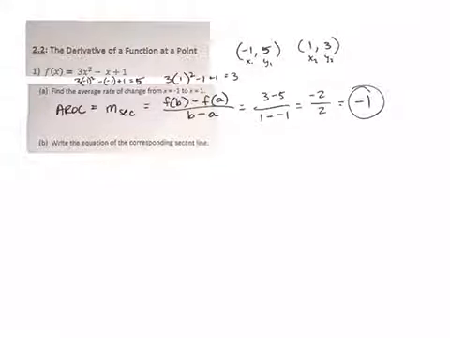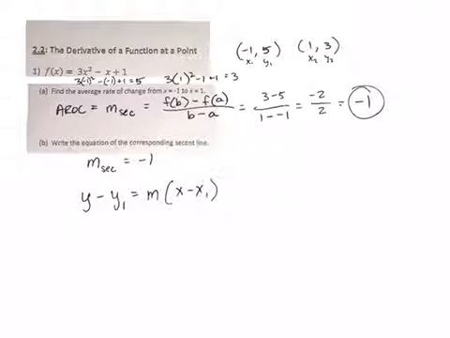For part B, we're writing the equation of a secant line that corresponds with what we just found. So we'll need the slope of our secant line, which is your average rate of change, which we found to be -1, and we'll need a point. It doesn't matter what point you use, you're going to plug it into the point slope form. Y minus y1 equals m times x minus x1.